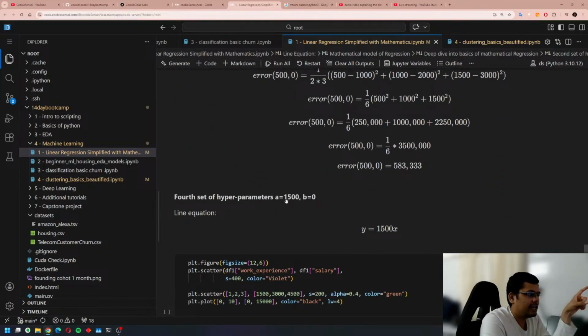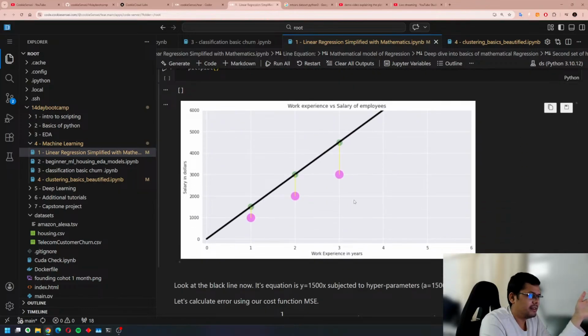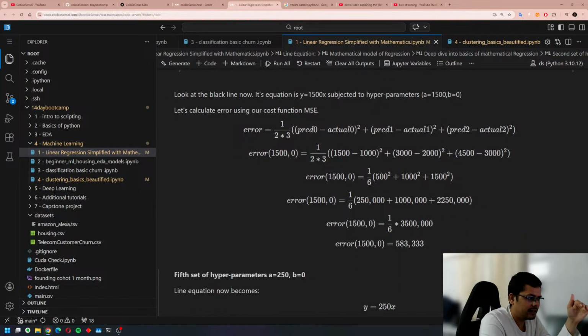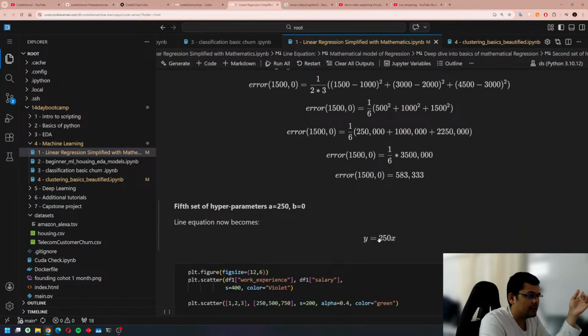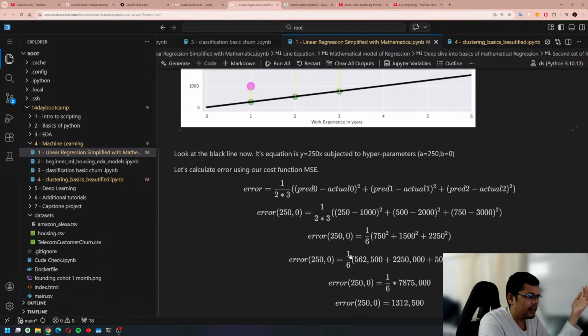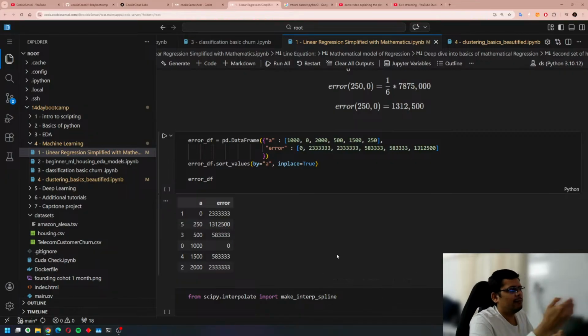Now I take A as 1500, B as 0, and repeat the entire process again. Now the line shot up, but the error still remains the same, 500,000. So now I take y equals 50x and again calculate the error. Now my error has increased to above 1 million. So the point is, in the entire process, I keep noting what the values of A are and what the error values are.